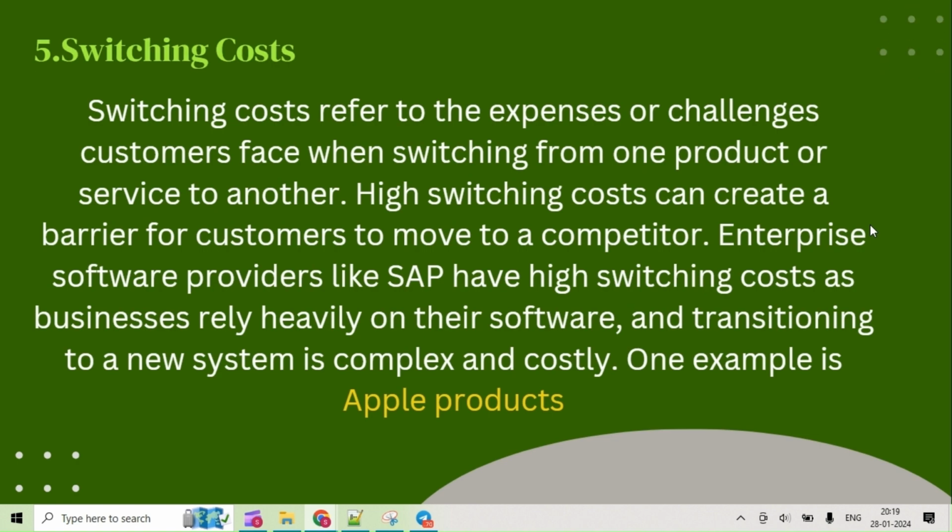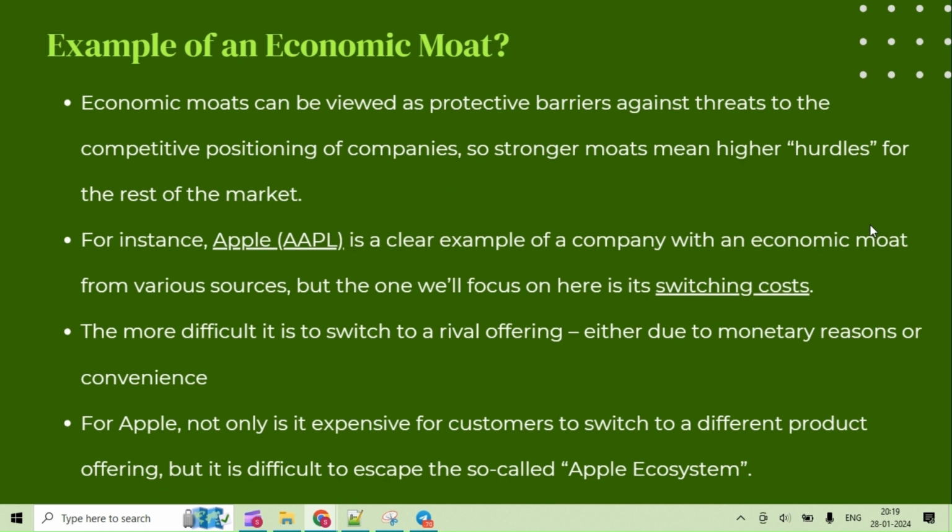So next we will see a few examples of an economic moat, right? Economic moats can be viewed as a protective barrier against threats to the competitive positioning of companies. So stronger moats mean higher hurdles for the rest of the market. For instance, Apple is a clear example of a company with an economic moat from various sources. But the one we will focus on here is switching cost, right? The more difficult it is to switch to a rival offering, either due to monetary reasons or convenience.